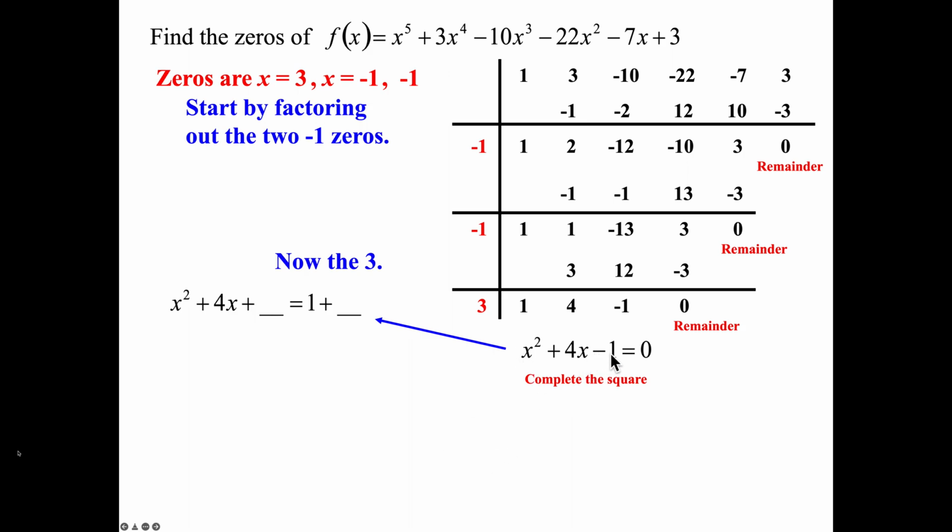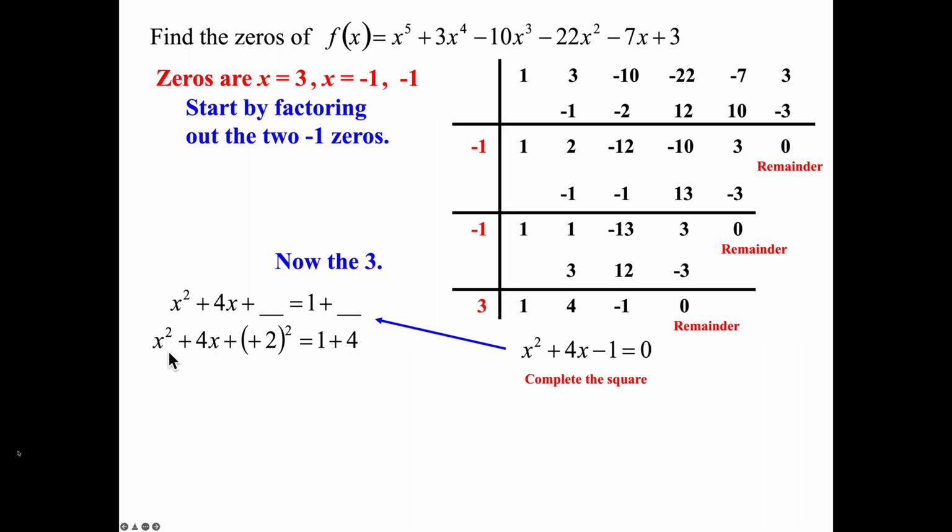So the minus 1 does not allow you to factor, so add it over to the right-hand side. Put in 2 blanks, 1 on each side. We're adding something special to each one. What is that going to be? It's going to be half of the b term. So half of positive 4 is positive 2. You square it to get a 4.